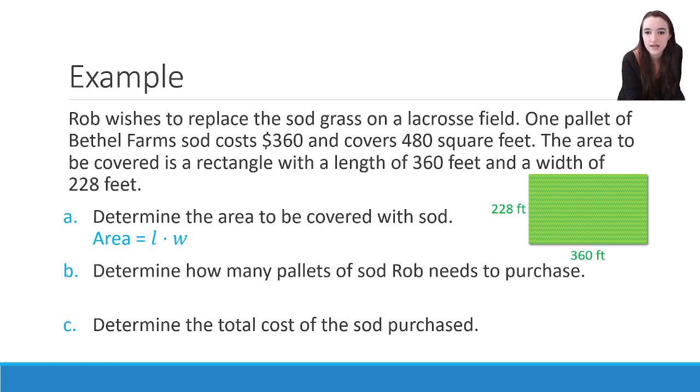What does our unit end up being? Well, it's 228 feet times 360 feet, so we end up with feet times feet, or feet squared. In this case, 82,080 feet squared for our area. Now, determine how many pallets of sod Rob needs to purchase. Well, 1 pallet costs $360 and covers 480 square feet.